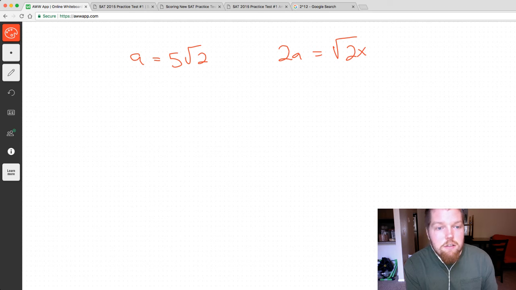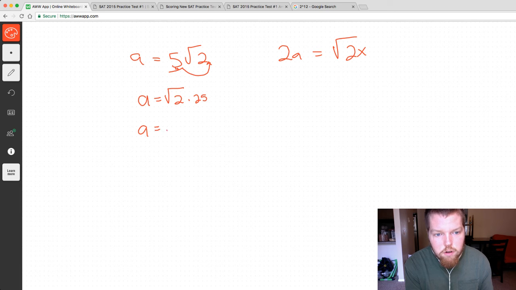To get this number here outside of the radical, we took the square root of it. So if we want to put it back inside of the radical, then we will square it to get a equals the square root of 2 times 25, to get a equals the square root of 50. So if a equals the square root of 50, then 2a equals 2 square roots of 50.